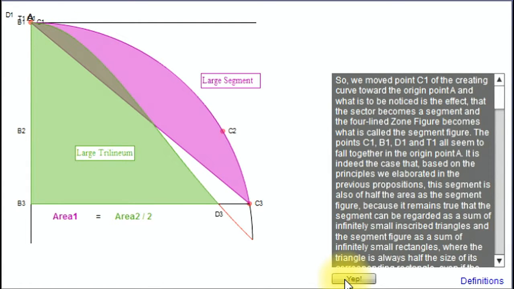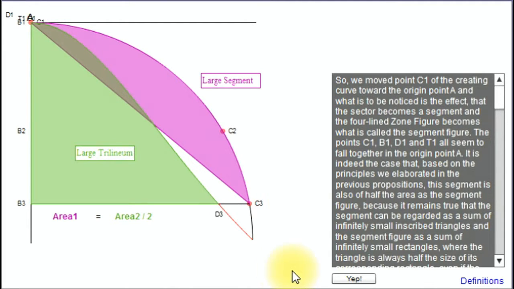And as the animation goes on, we see that what used to be a sector transforms into a large segment, and what used to be a quadrilinear shape transforms into a trilineum, which is this one here. And the proof is now about to show that the same principle applies as with the sector and the quadrilinear shape, that the area of the large segment is exactly half of that of the large trilineum.